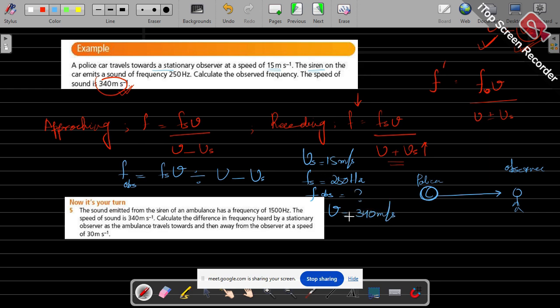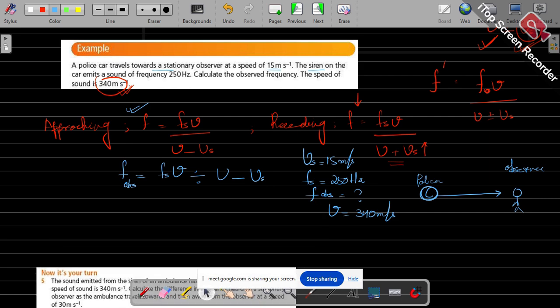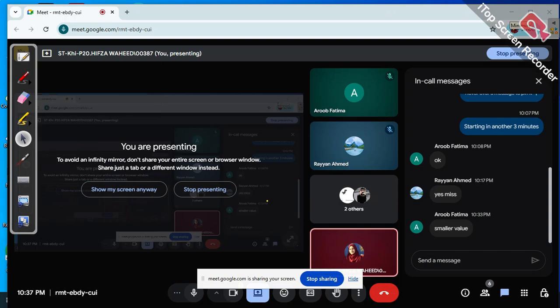So we have three values which are already given. The fourth is unknown. We can directly go with this equation right here. Let's go: so observed frequency is the source's frequency, which is 250, times the speed of sound, which is 340, over the speed of sound, which is 340, minus the source's speed, which is 15. Is anyone of you carrying a calculator with you? Do we have a calculator with us?